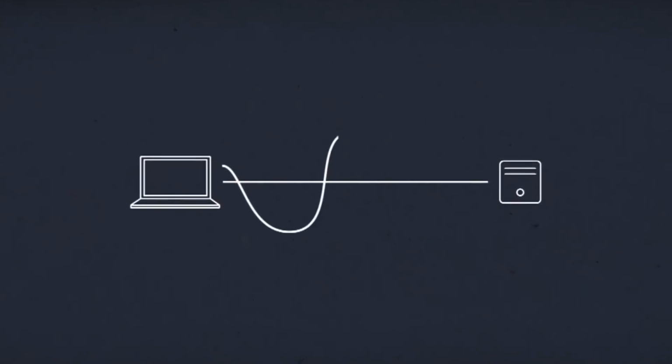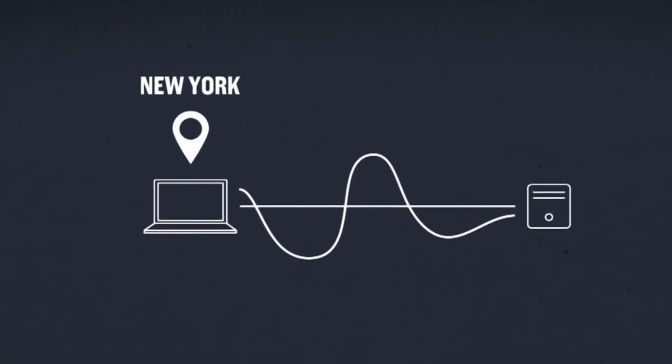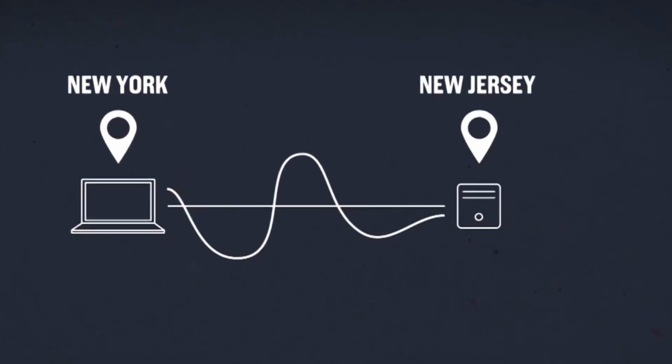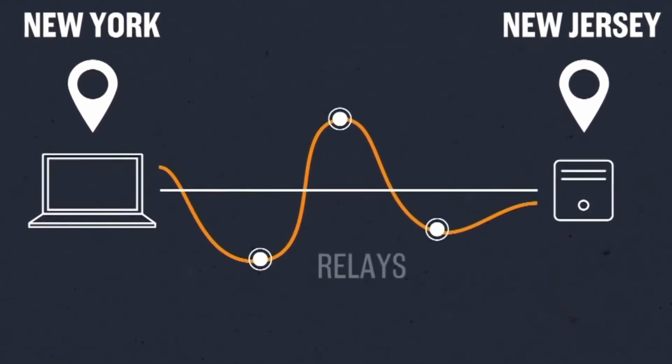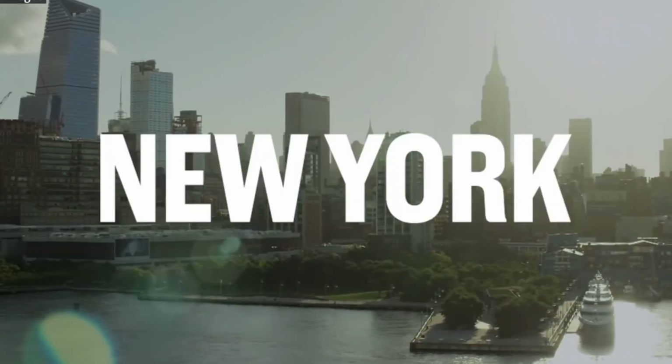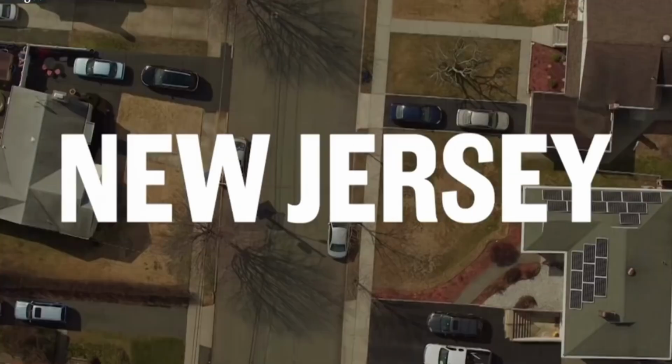Instead of your connection request bouncing from its origin right to its destination, Tor sends your request on a much more roundabout route. So let's say you're in New York and you want to search a site hosted in New Jersey. Instead of connecting you directly, the Tor browser takes you on at least 3 random detours called relays. So your request could go from New York to South Africa, from South Africa to Hong Kong, and then from Hong Kong to New Jersey.